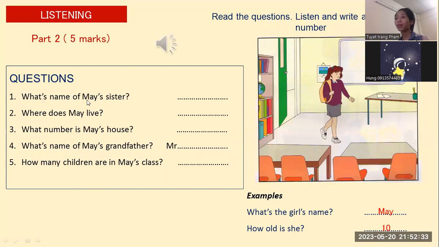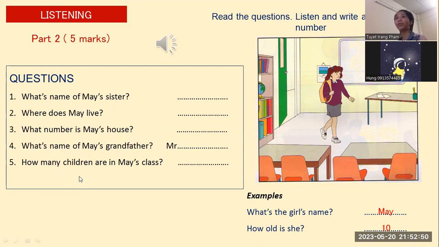What's the name of May's sitter? Where does May live? What number is May's house? What's the name of May's grandfather? And how many children are in May's class? Okay.